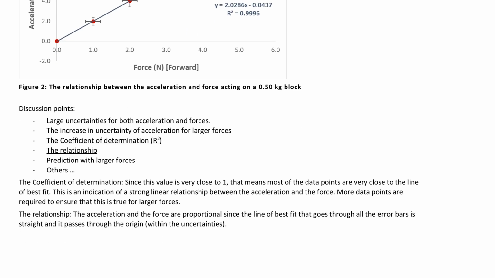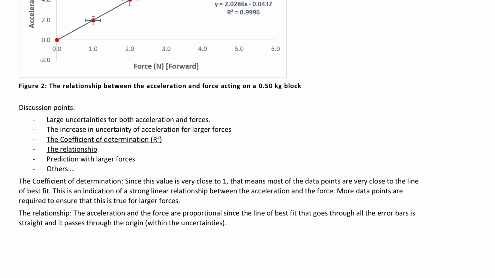So going on, in terms of the coefficient of determination, we can see again, since this value is very close to 1, it means that most of the data points are very close to the line of best fit. This is an indication of a strong linear relationship between the acceleration and the force. More data points are required to ensure that this is true for larger forces. So you can see that I'm not claiming that this is going to work for all the values based on my experiment. We need to do more. We need to get more information in order to test those forces.